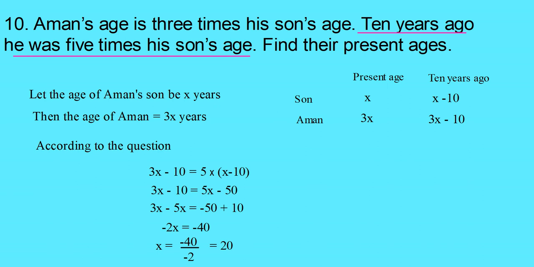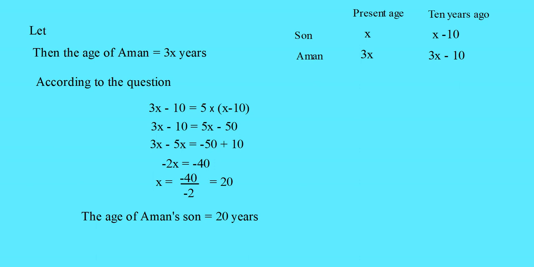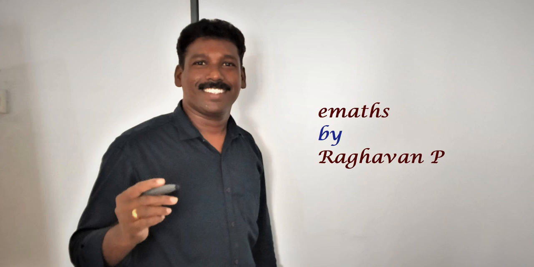Now this is Aman's son's age. So we can write the conclusion as the age of Aman's son is equal to 20 years, and the age of Aman is equal to 3 into 20, which is equal to 60 years.